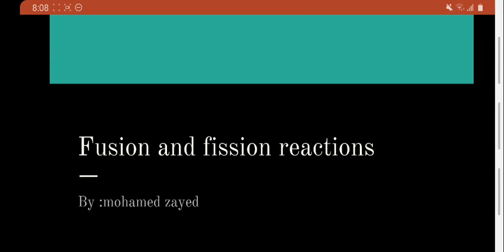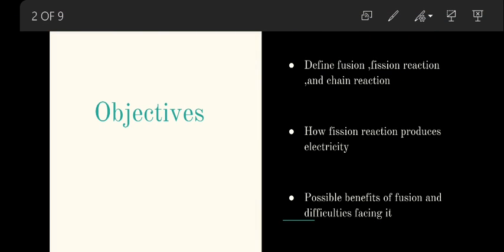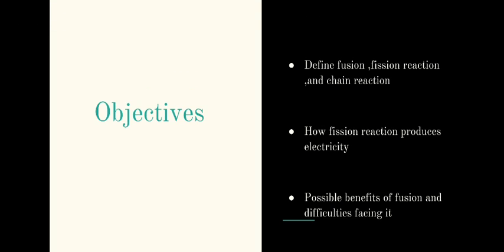In this video, I'll be explaining fusion and fission reactions, and by the end of the video, you should be able to know what's meant by fusion, fission, how both of them compare, how both produce electricity, and what are possible benefits of fusion and difficulties associated with it.